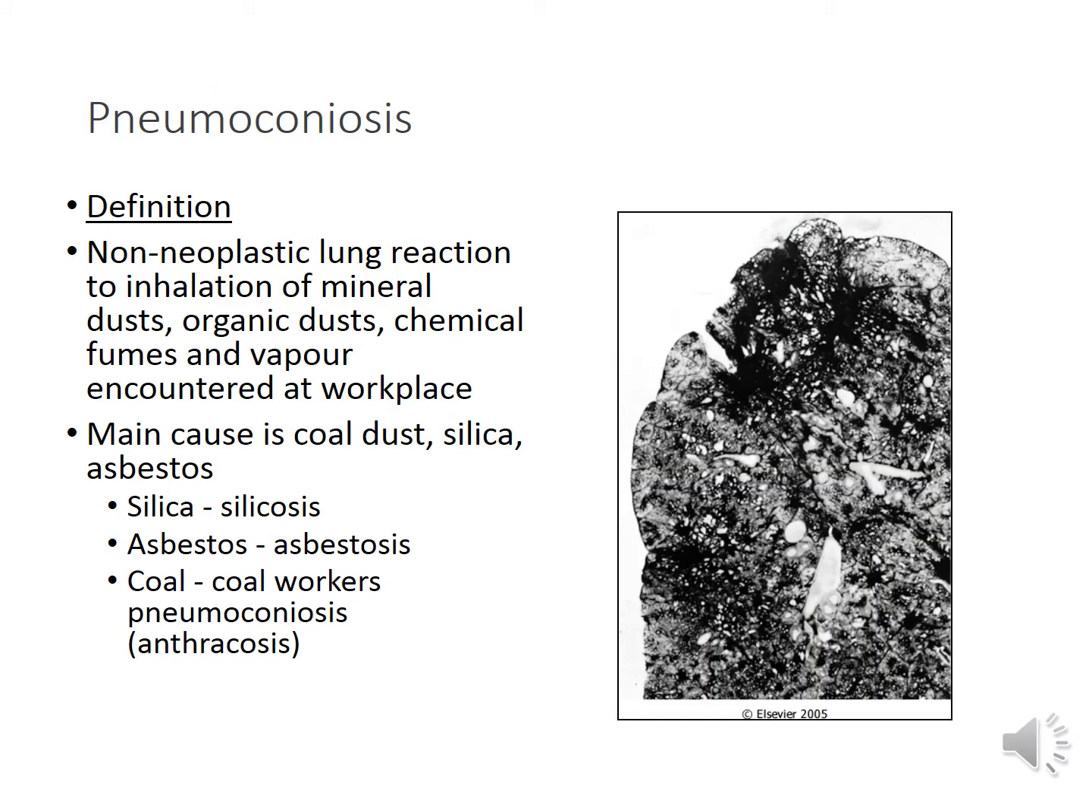Now we look at pneumoconiosis. Pneumoconiosis is a non-neoplastic lung reaction to inhalation of mineral dust, organic dust, chemical fumes, and vapor encountered at the workplace. The main causes are coal dust, silica, and asbestos. Silica causes silicosis, asbestos causes asbestosis, and coal causes coal worker pneumoconiosis or anthracosis. Coal dust is the least fibrogenic particle, and silica, asbestos, and beryllium are very fibrogenic.